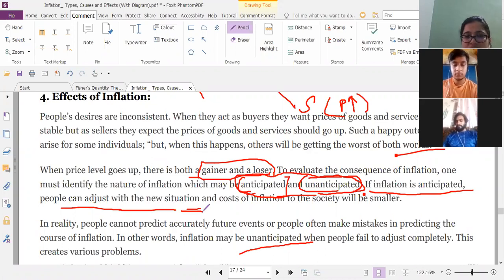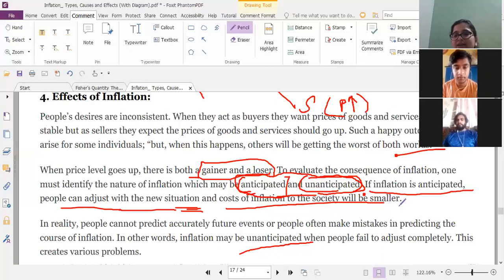We can make some preparation, right, to get adjusted with the new situation, and the cost of inflation and the burden of inflation on the society will be smaller, right? This is how we can make it small. I can give you an example here of anticipated and unanticipated.